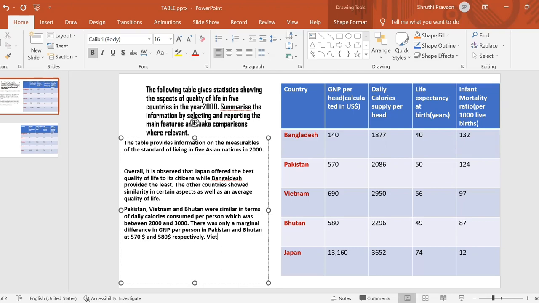Vietnam exceeded this. Okay, that is my comparison point. Vietnam exceeded this by more than $100. It's way more than $100. 570 and 580, it's like a 110, 120 difference. So, this by more than $100. Again, I'm putting the symbol.